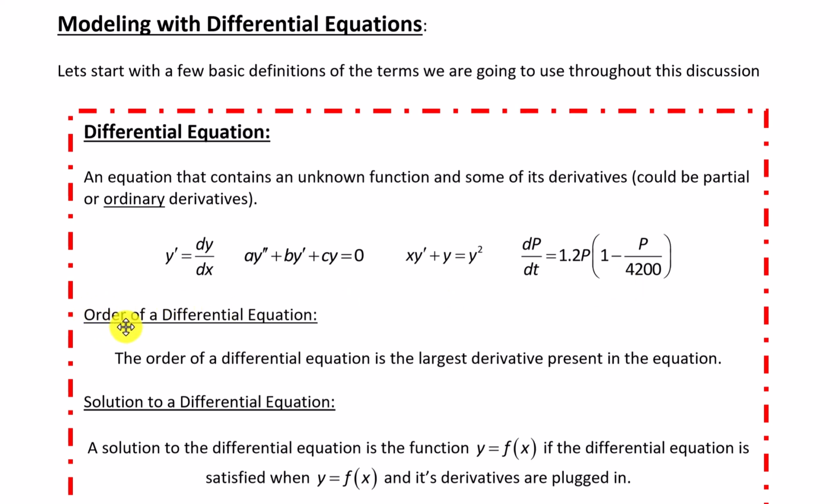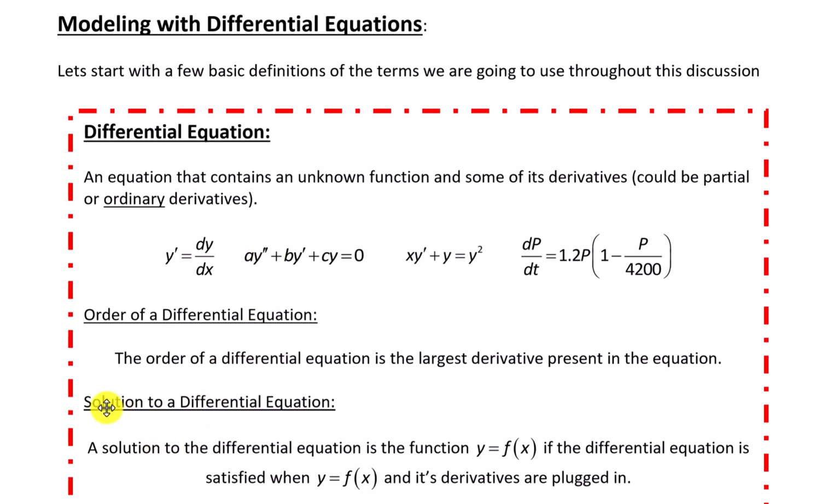What we define as the order of a differential equation is the largest derivative that is present in the equation. So this one right here is a first order differential equation, whereas this one would be a second order because there's a second derivative in this second equation.